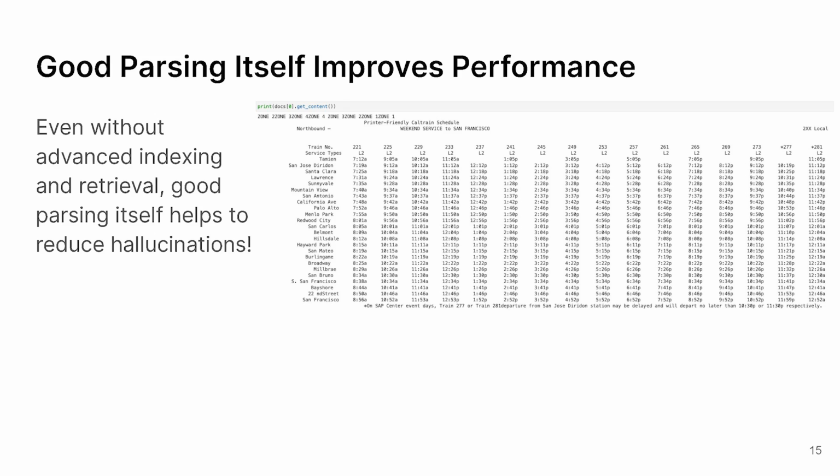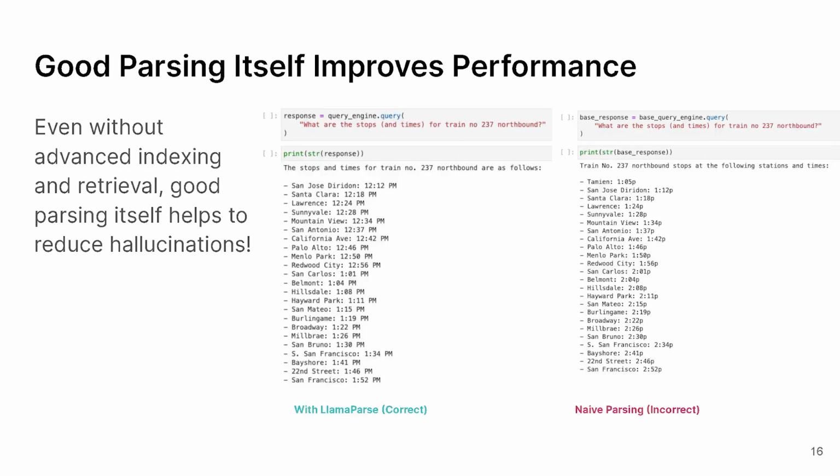When you do that, LLMs have a pretty good time making sure that if you ask a question over this table, the answer is consistent, pulling in the right values from the right place. Compared to a naive parsing approach, when we ask a question over the stop times for a given train, you get back the right answer with good parsing on this data, compared to bad parsing.